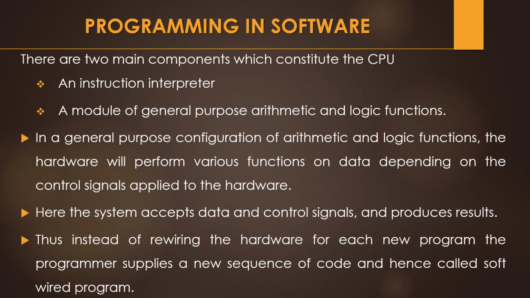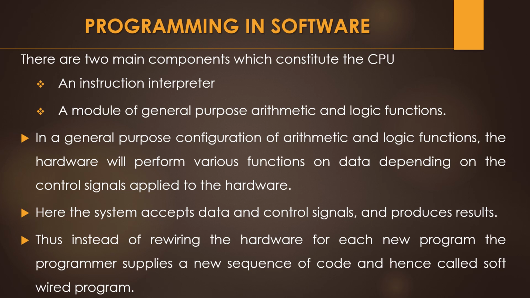Next, programming in software. In programming in software, there are two main components which constitute the CPU. An instruction interpreter, and the next one is a module of general purpose arithmetic and logic functions. So the words general purpose arithmetic and logic functions tell that we can program the hardware, or we can configure the hardware to perform various functions.